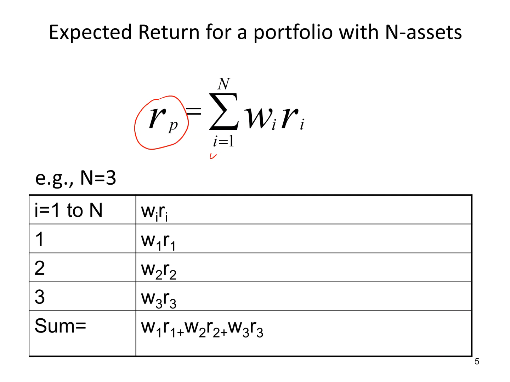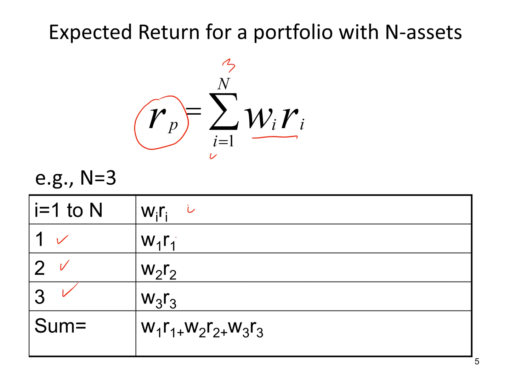I'm going to set up a table. In this last example we had 3 assets, right? We had the US, EFA, and EEM. So I'm going to set n equal to 3 assets. So when we do the sum from i equals 1 to 3 of w_i R_i, I'll set up a table. I'll set i equal to 1, 2, and 3. And then I'll plug in my formula, w_i R_i.